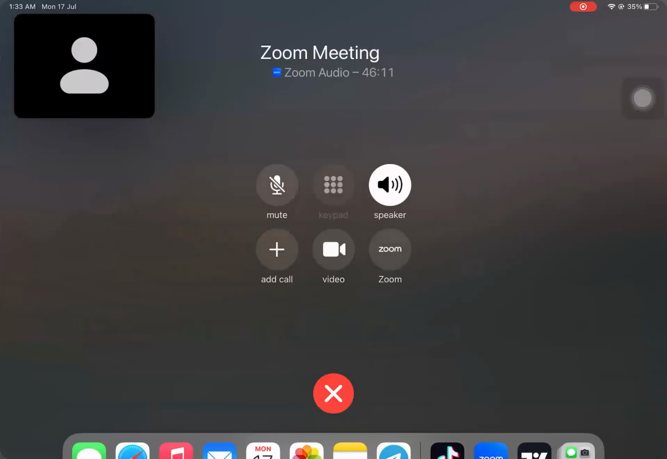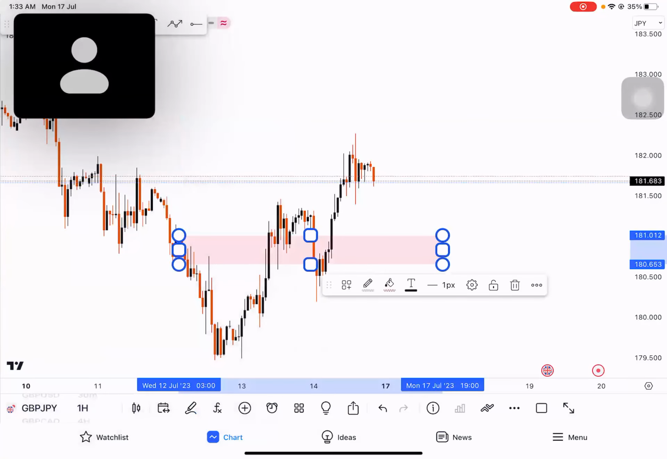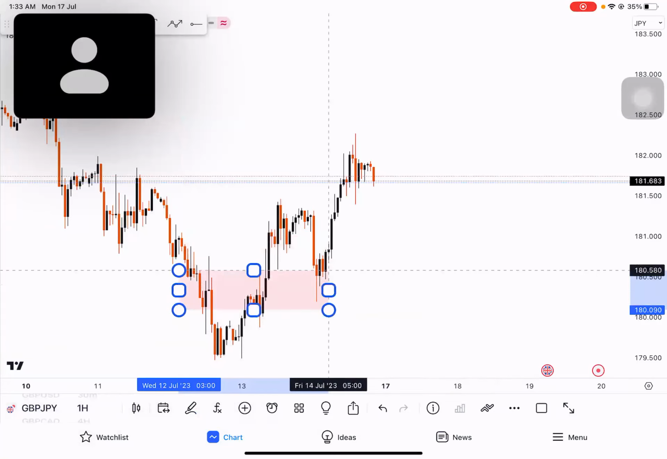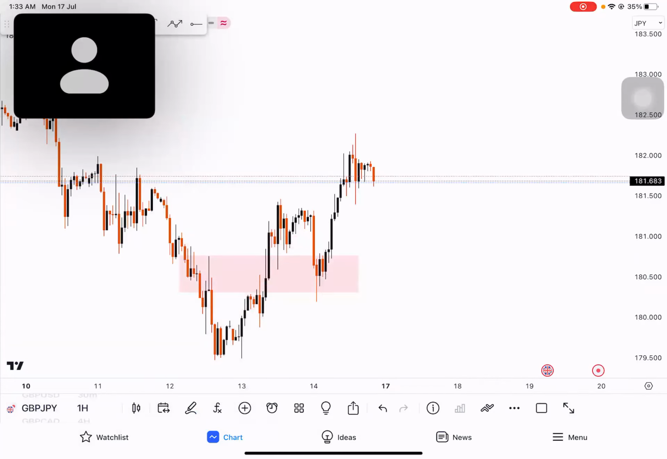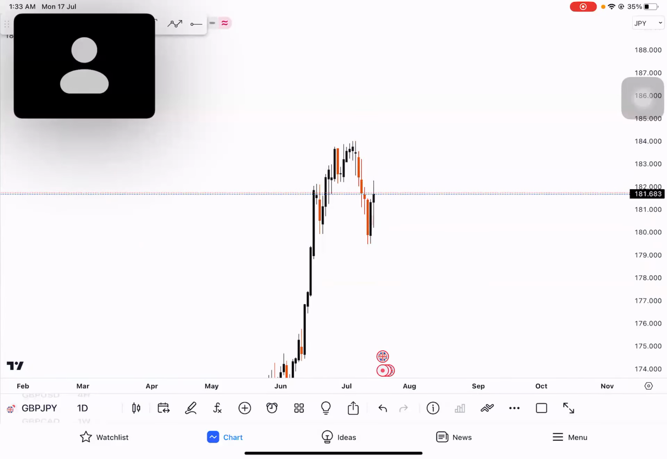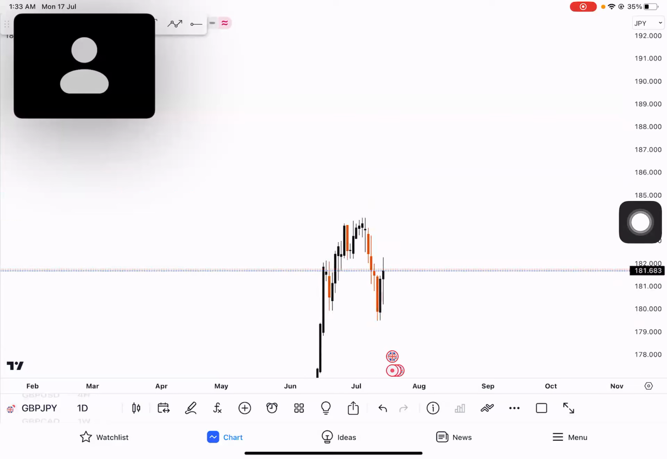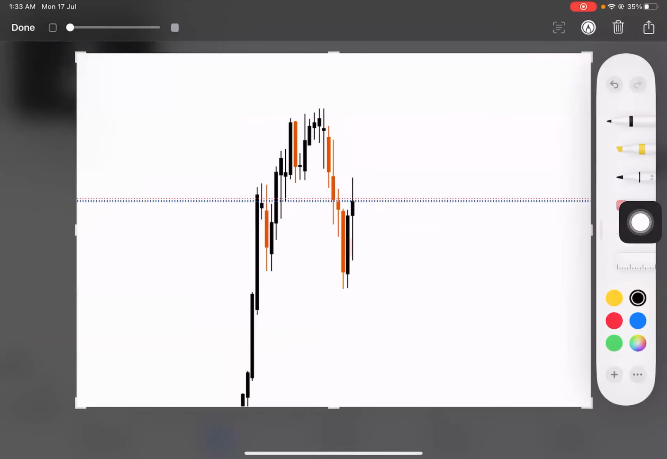180.1, 180.5. Oh, this area, this one. I will monitor at that time because the daily already broke out in this area. The daily already broke out of the previous low.